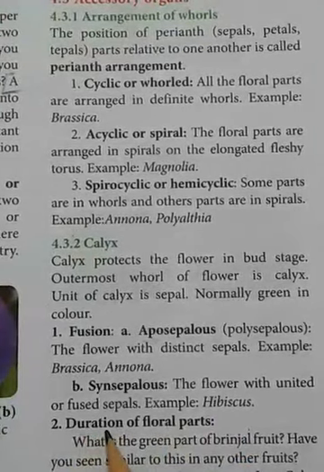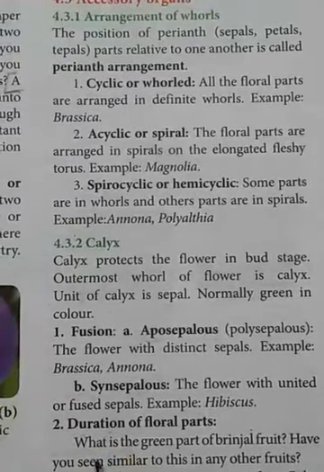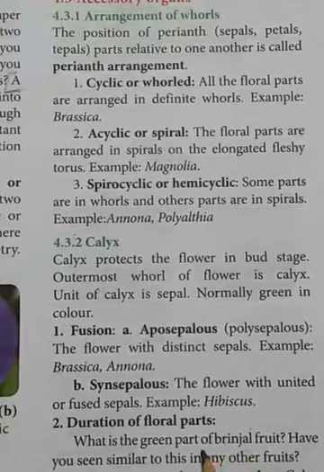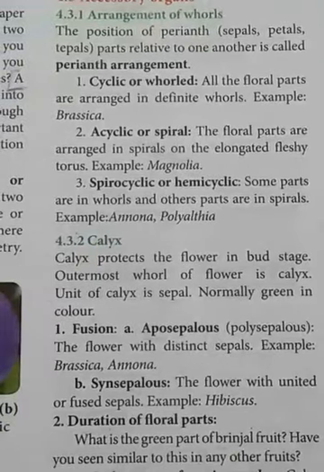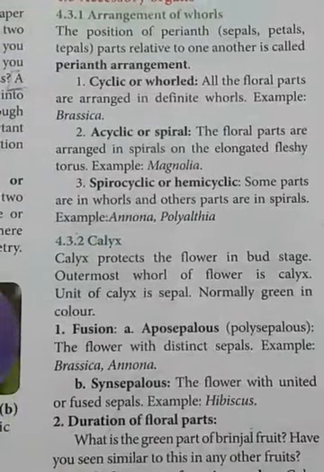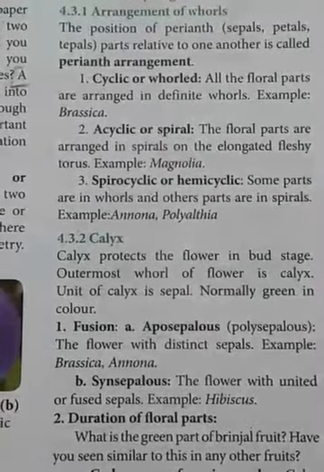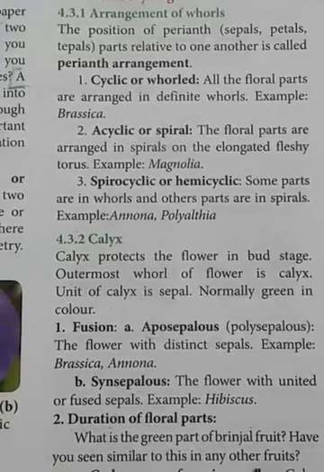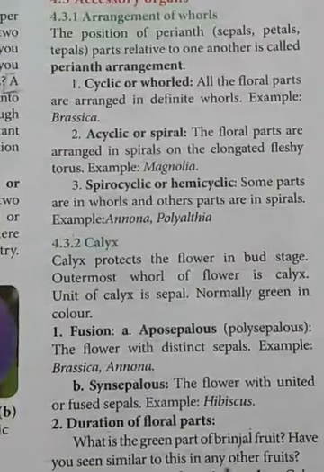For how long this calyx is present in the flower, that we are going to study next. What is the green part of the brinjal fruit? All of you have seen it in the brinjal. In the brinjal you can find a green structure which is present along with the fruit. That is nothing but the calyx itself. Have you seen similar to this in any other fruits? Some other fruits also we can find this. In most of the fruits they lack that.